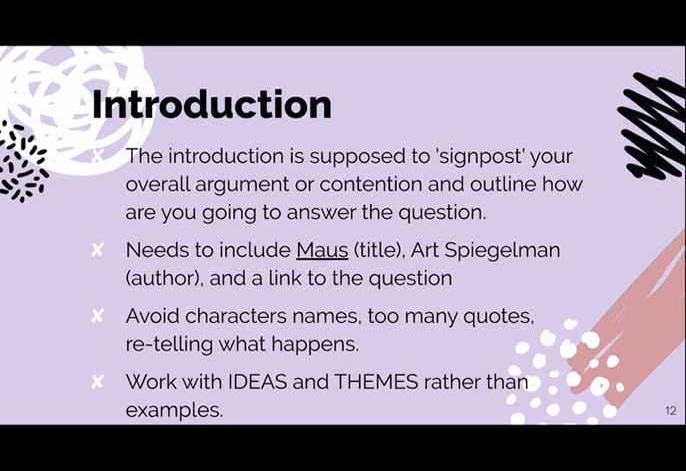All right, so in terms of the structure, it needs to include the title of the book. So for us, it's Maus. It needs to include the author, so Art Spiegelman, and it needs to include a link to the question or the essay prompt. You want to avoid characters' names. You want to really try and avoid quotes. Sometimes a quote might be appropriate, but often I would probably just try and avoid it. You don't want to retell what happens, okay? So you want to work with ideas and themes rather than examples. You shouldn't have any examples in your introduction at all.